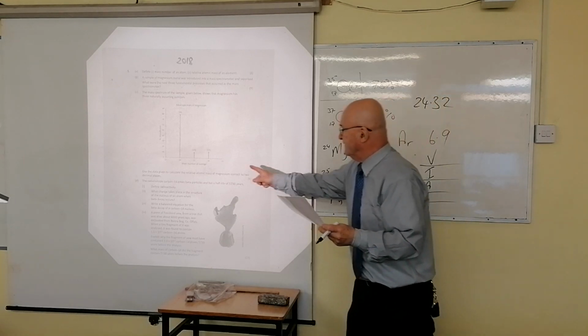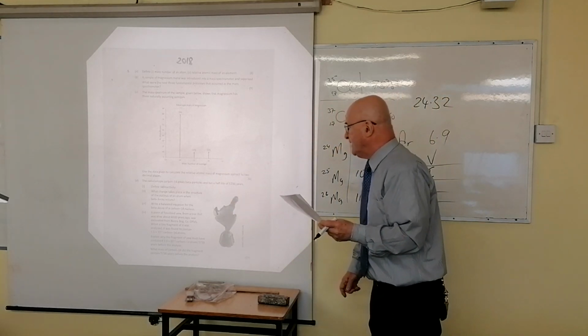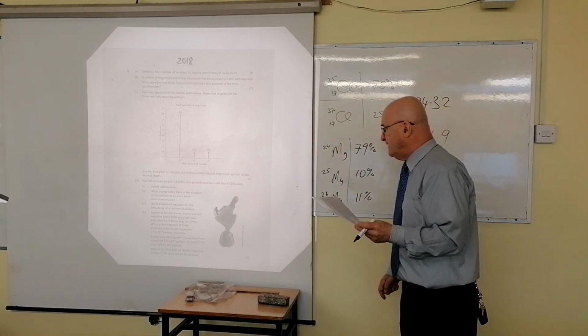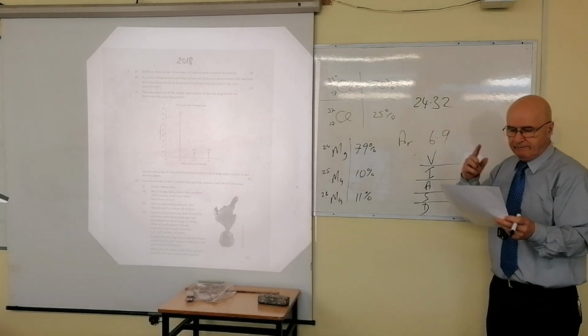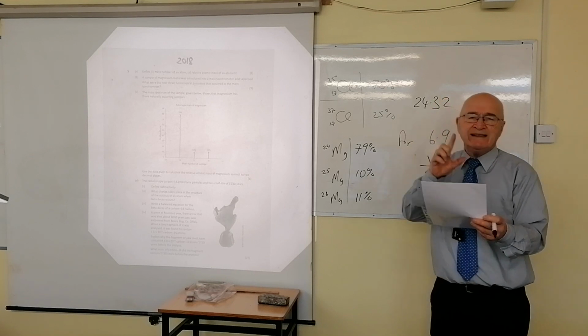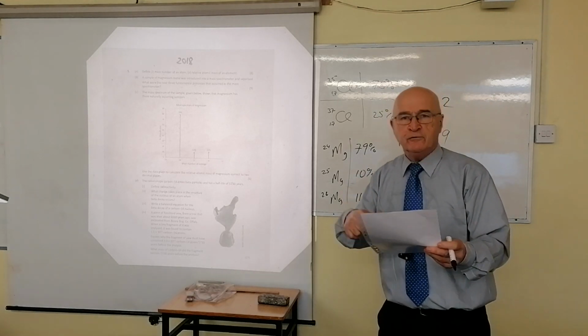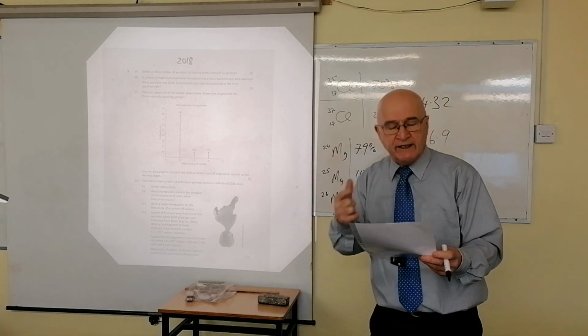Use the data, it says here, use the data to calculate the relative atomic mass of magnesium, correct to 2 decimal places. Okay, now please be careful, won't you, when you're doing that, because that's an easy question in the sense you have great control over the content there.